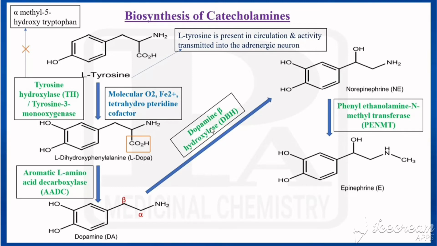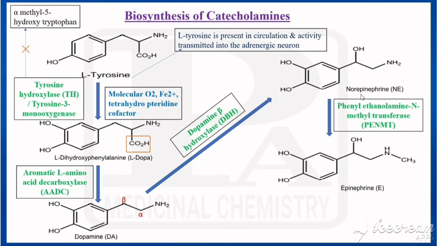Now we are using the enzyme called dopamine beta hydroxylase. For this dopamine, this is the alpha position, this is the beta position. Now in the beta position, what is added? A hydroxy group is added with the help of the enzyme dopamine beta hydroxylase. So in that beta position, one hydroxy group is added and that is called norepinephrine.